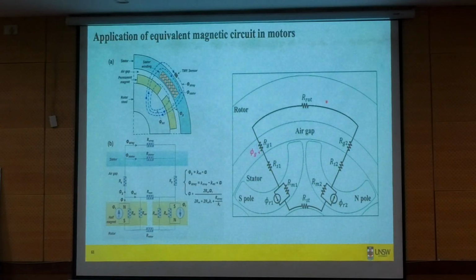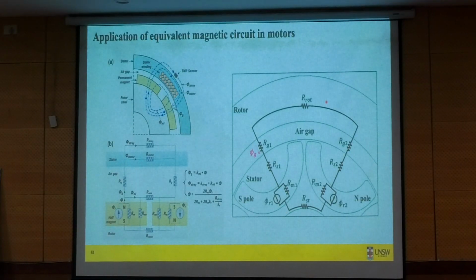and trying to calculate the flux. So it's possible that you can do it for a rough estimation as an initial design, but you must know the geometry properly to calculate the reluctance. You must know the material properties to know the permeability mu, and then you can use the equivalent circuit to estimate information of a motor. Okay?